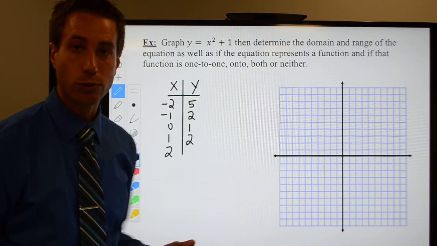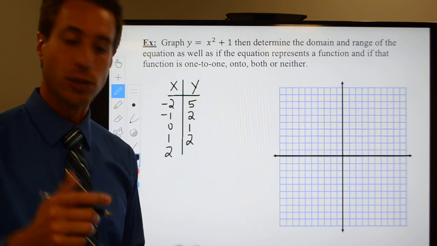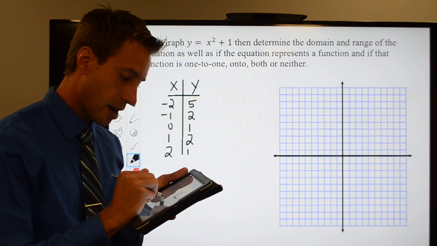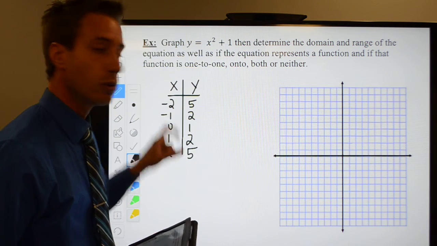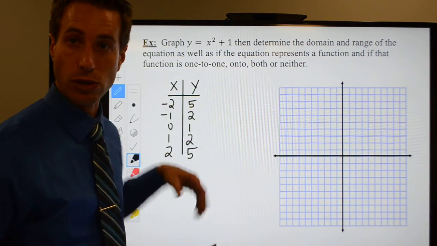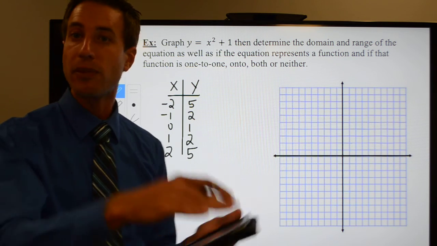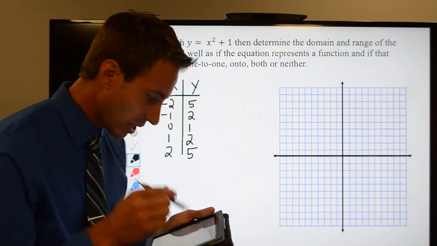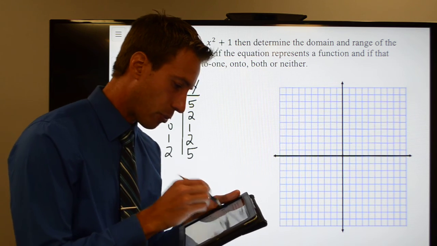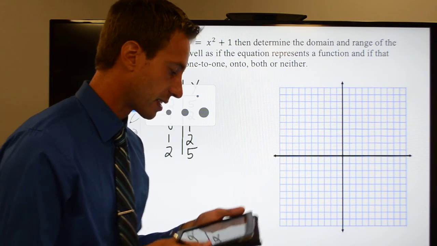I plug in a 2. 2 squared is 4, and 4 plus 1 is 5. It looks like I get another repeat value. 5 shows up twice in the range. But let's go ahead and plot my points, see what this looks like. I'll plot my points in red. That's how we'll graph this guy.